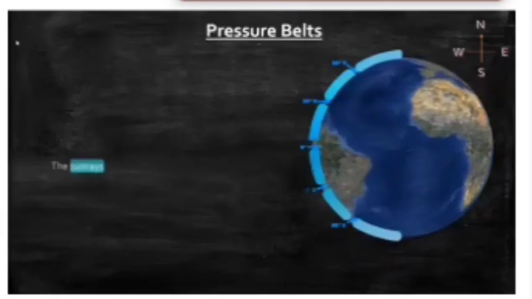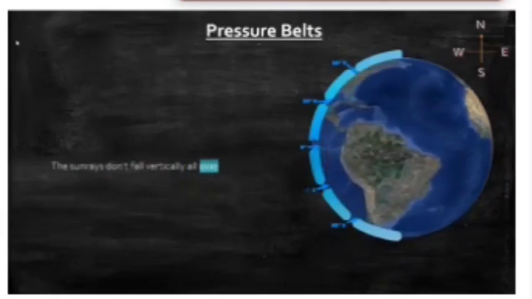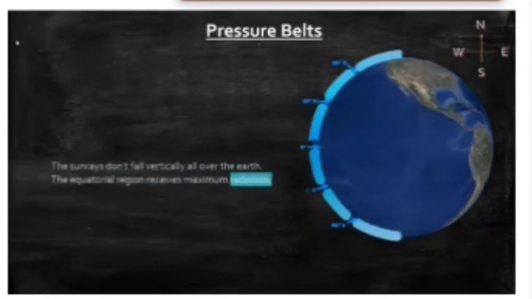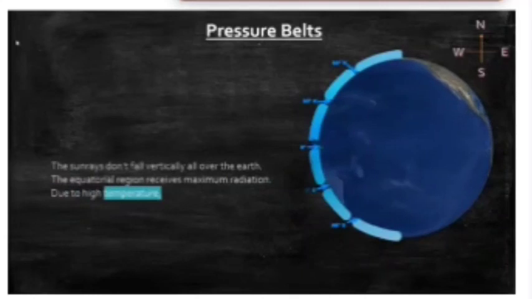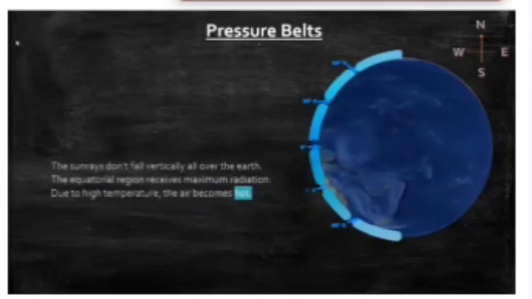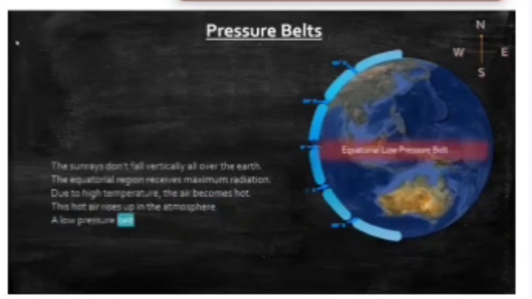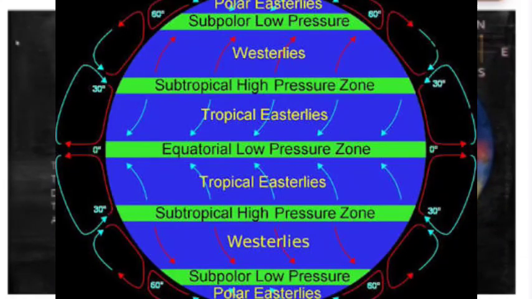Rays don't fall vertically all over the Earth. The equatorial region receives maximum radiation. Due to high temperature, the air becomes hot. This hot air rises up in the atmosphere. A low-pressure belt is created in this region. It is called the equatorial low-pressure belt. It is present between 5 degrees north latitude and 5 degrees south latitude.